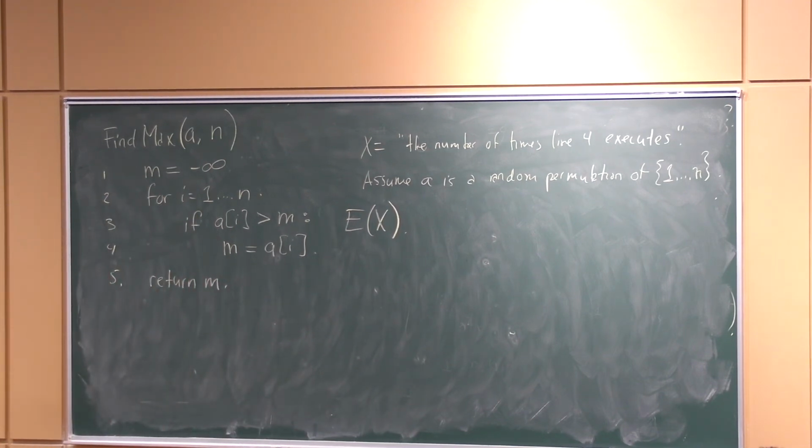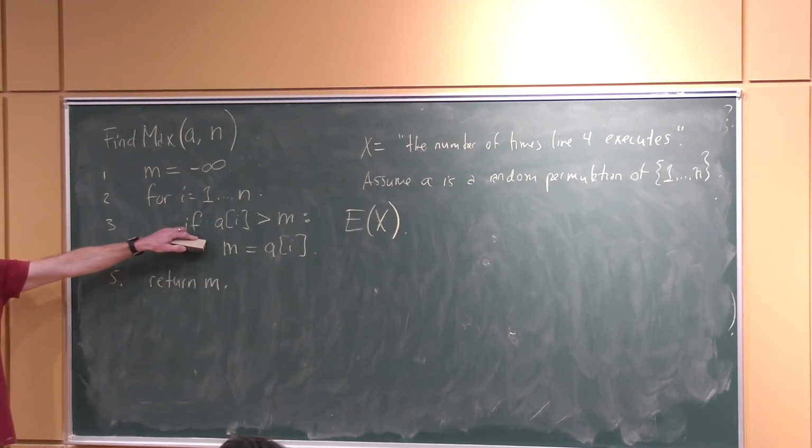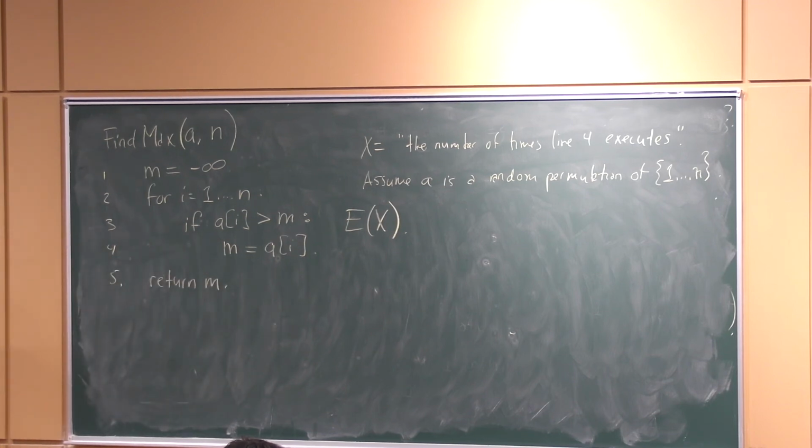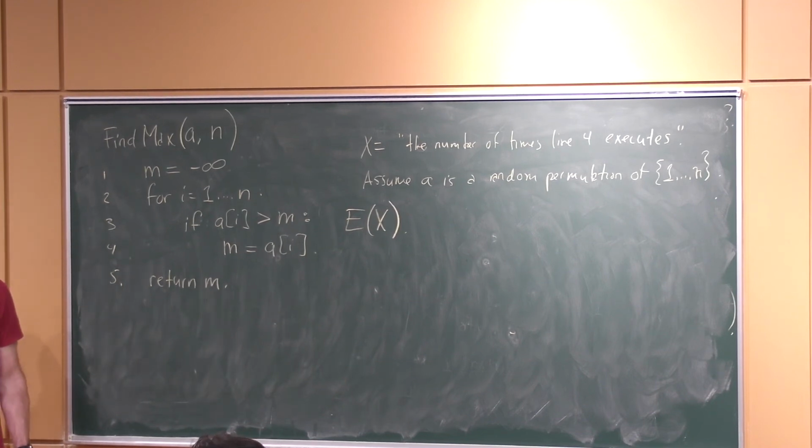Can you tell me the expected value of x? Looks like it doesn't get any easier than this, right? There's only one thing we don't know about this whole algorithm. Is there an obvious indicator of random variables here?